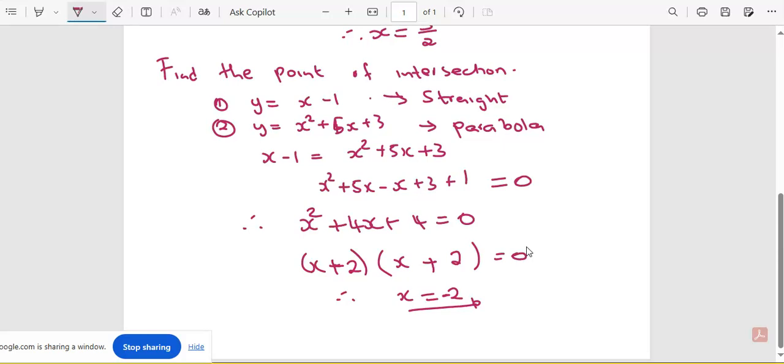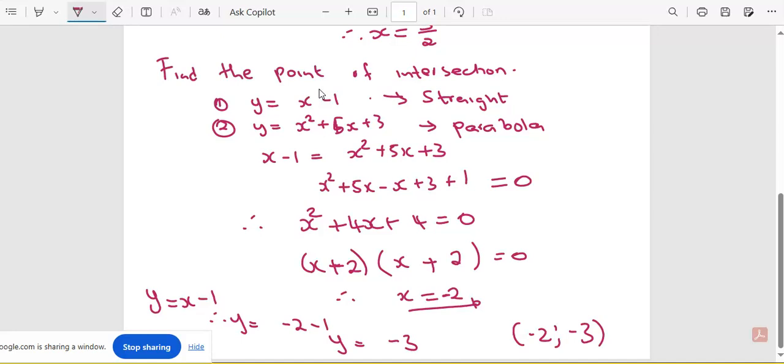To find y, we can quickly do what? We can just use the first graph and say y is equal to x minus 1. Therefore, y will be equal to, where there's x, negative 2 minus 1. The value of y is negative 3. Since the value of y is negative 3, this tells us that the point of intersection will be x, which is negative 2, and negative 3.